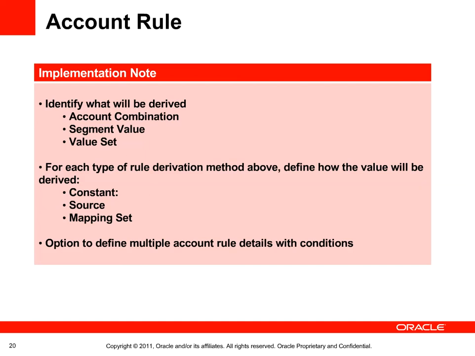Alternatively, you can define mapping sets to map source values to account values and use those in the account rule definition. We'll discuss mapping sets later in this presentation. You can get creative with account rules and define complex ones. For example, define an account combination rule to get the template liability account. Then define a segment rule to overwrite the balancing segment with condition based on the organization. You can define an account rule with conditions such that a different account is used based on the condition.